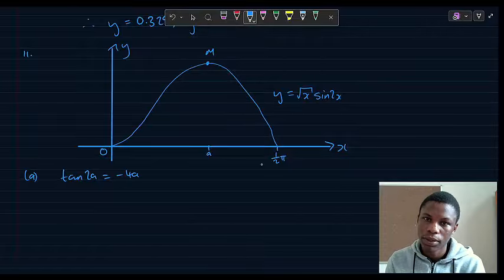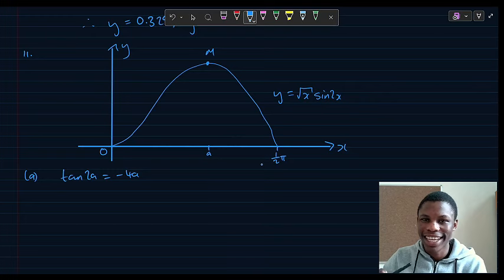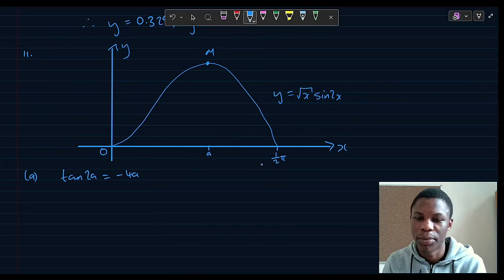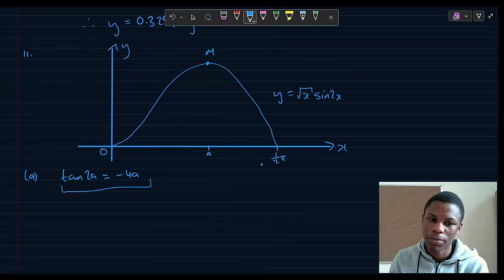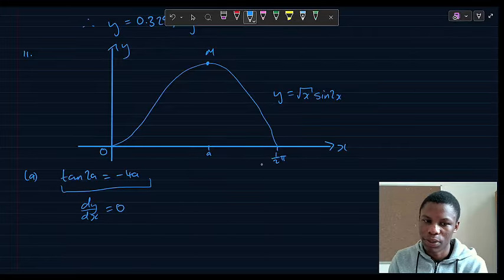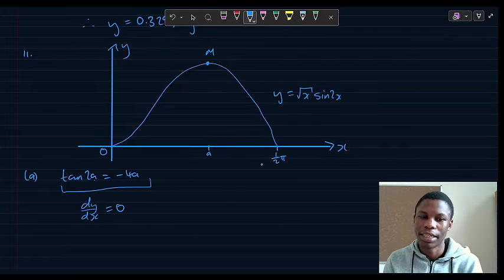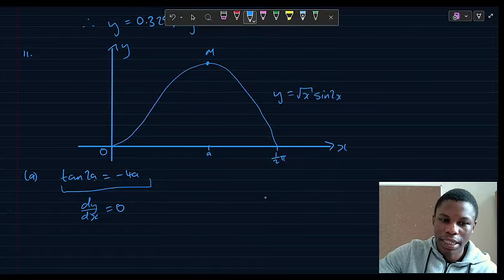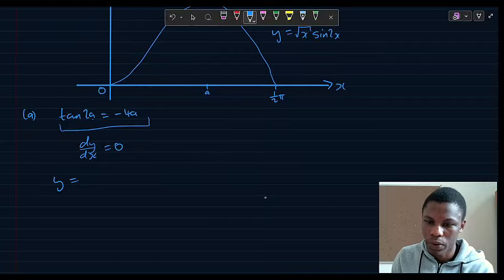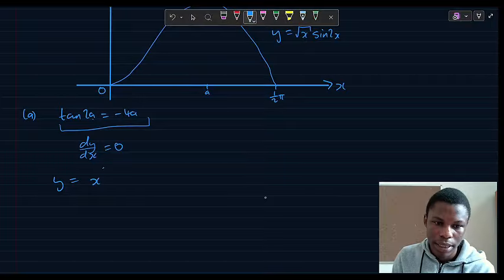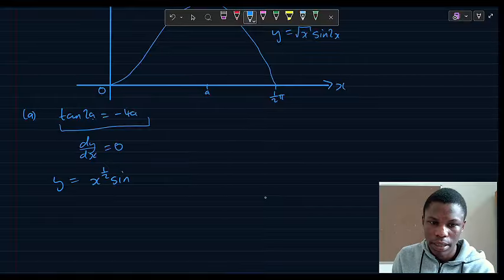Okay, so note that a is the x coordinate at the stationary point, right? So this equation is probably coming from saying dy/dx is equal to 0, because we know that at a, that's where we've got the stationary point. So let's differentiate our curve. We've got y is equal to root x sine 2x. I'll write root x as x to the half sine 2x. We've got a product here, so we'll use the product rule.